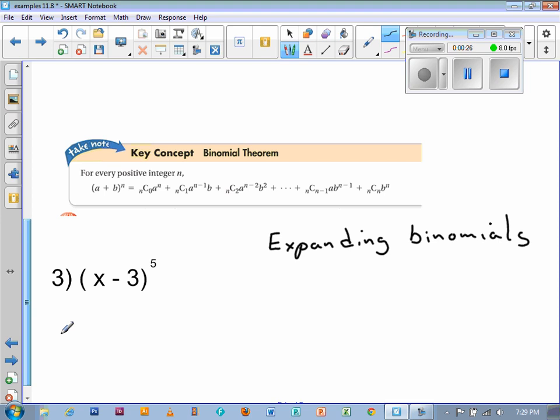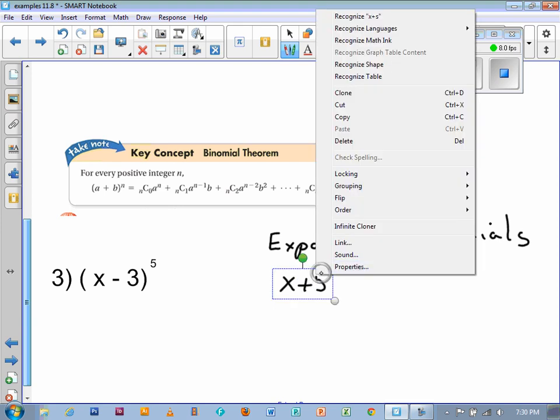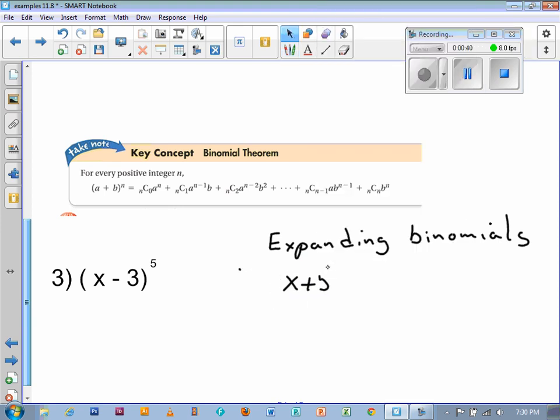First, I thought what I'd do is show you what it means to expand a binomial. Some of you may not know what that means when I say that. So just to give you an example, let's say I have x plus 5, and I take that to the second power.